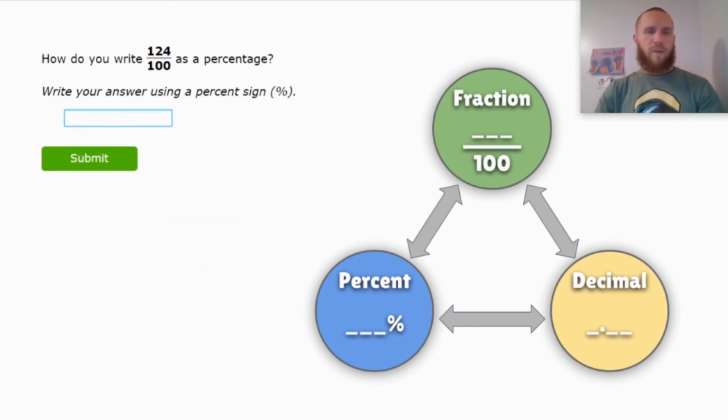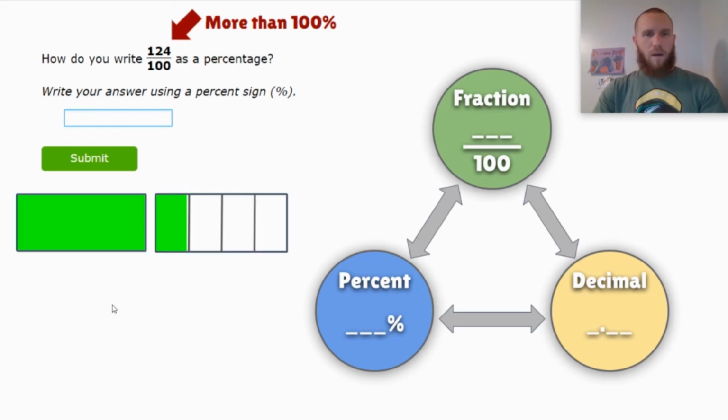All right, so for the rest of the problems that I'm going to show you examples of, they are all more than 100%. It says, how do you write 124 over 100 as a percentage? 124 hundredths is more than 100%. So what I'm going to do is draw you a picture so you can understand what that means exactly. When I say I'm going to draw you a picture, I mean I'm going to copy and paste a picture here so that it's easier.